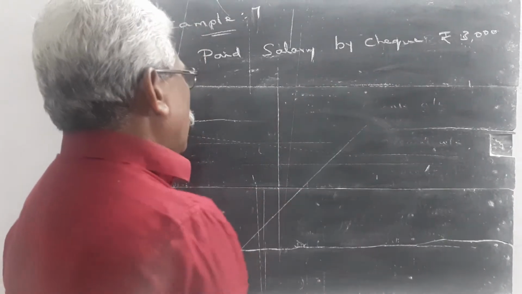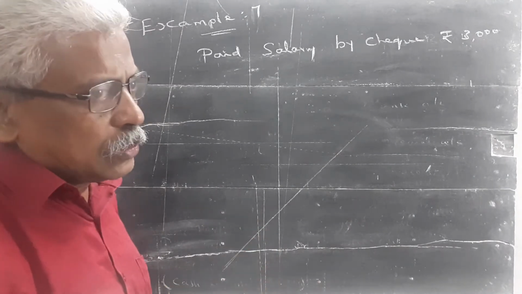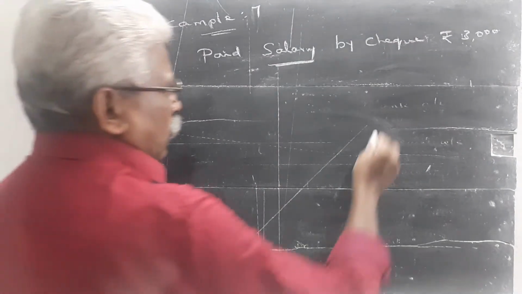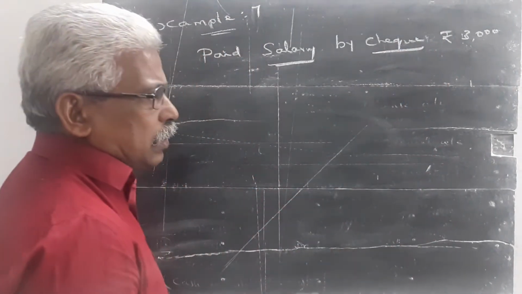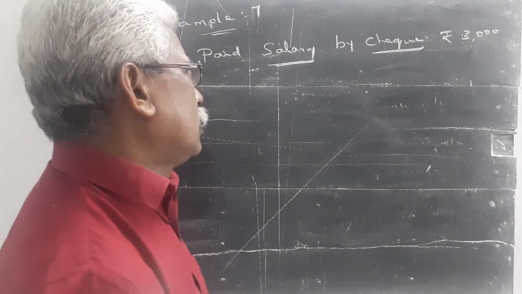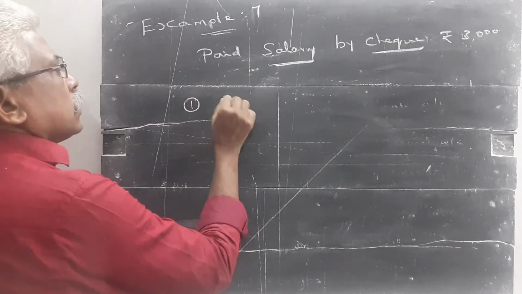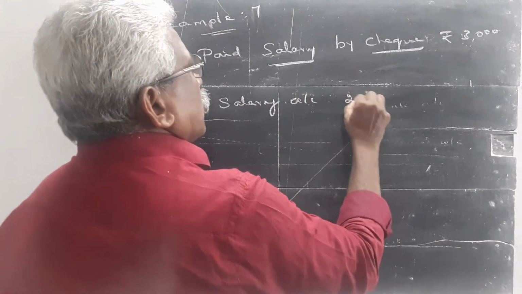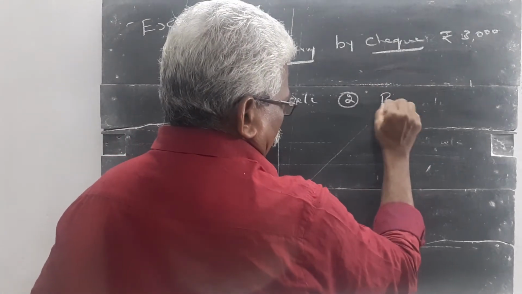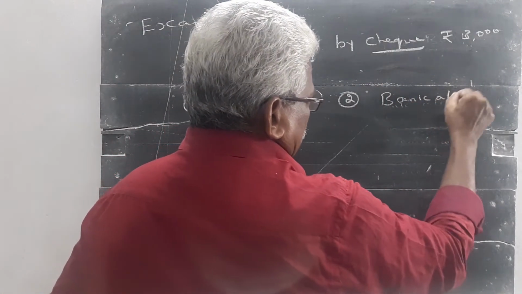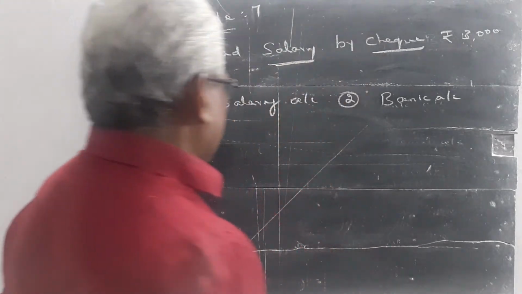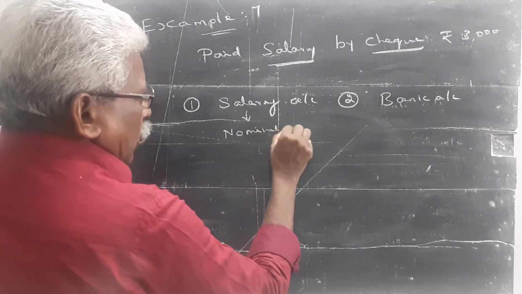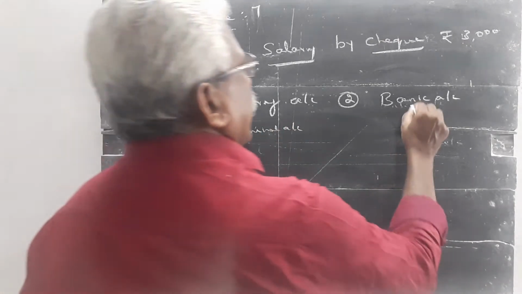How do you write it? In this question, the first duty is to find the two accounts. Number 1, salary account. Number 2, not cheque account; instead of cheque, we write the bank account. If any cheque is issued, it is considered as bank account. Then salary is a nominal account. It is an expenditure, so it is a nominal account. Bank, already we studied, is a personal account.